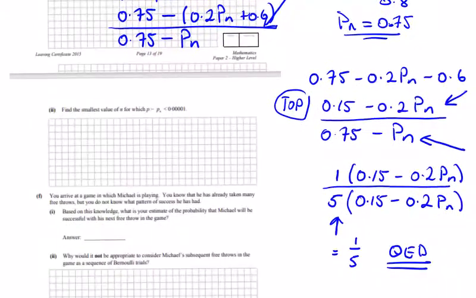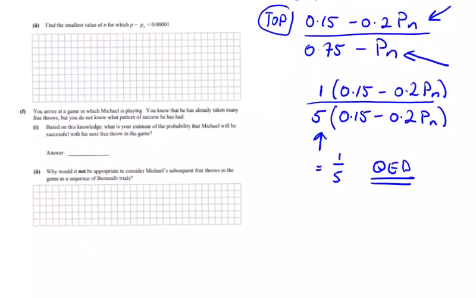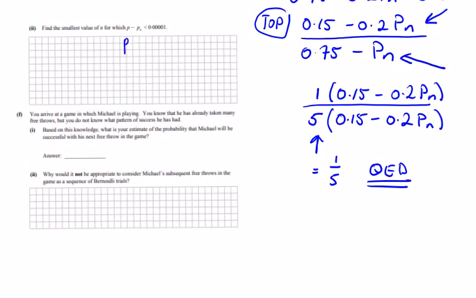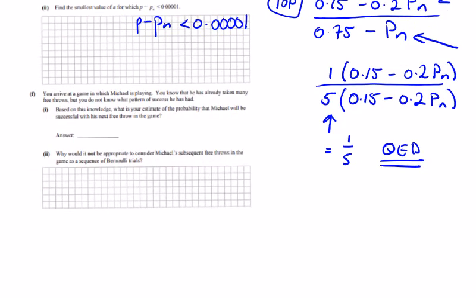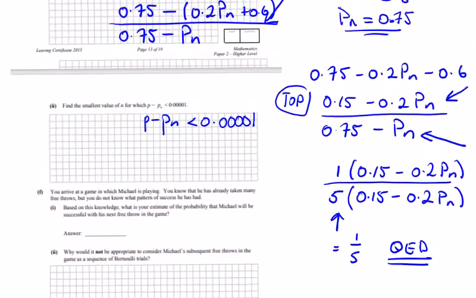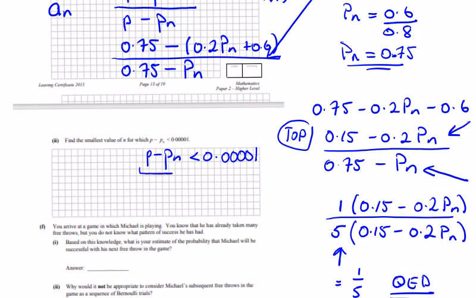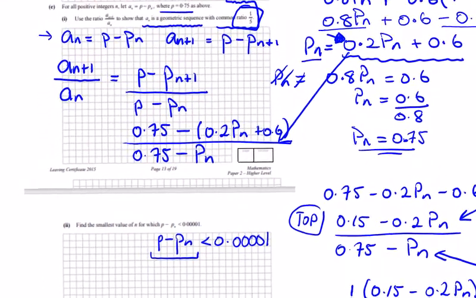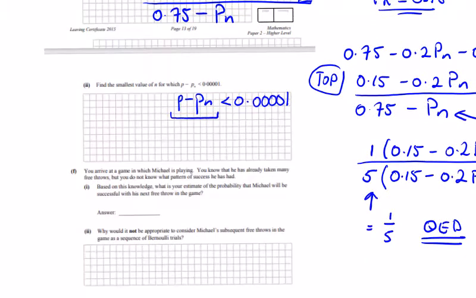So now down onto, looks like a log question: smallest value for n for which p minus pn is less than 0.0001, with four zeros there: 1, 2, 3, 4, 1. So there's a bit of a jump into this question. Always look back to the previous part. P minus Pn is equal to An, which we've just shown is a geometric sequence with a common ratio. So we have a little bit of knowledge here.